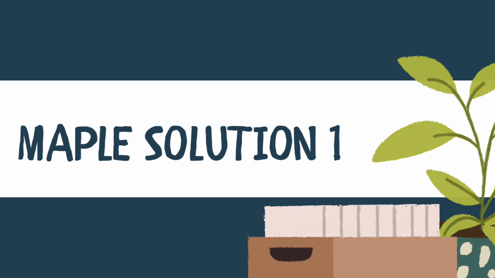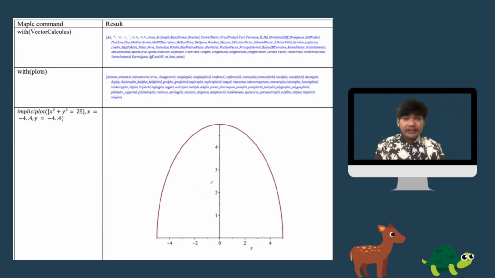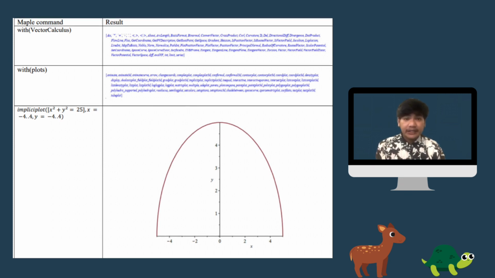Maple solution 1. So this is the solution for question 1 using Maple. Firstly, we use the with vector calculus command and then we get the output as shown in the table. Then we use the with plots command to plot the graph and the output is also shown in the table. After that, we use implicit plot for x squared plus y squared equal to 25. The range for x is from -4 until 4 and the range for y is from -4 until 4.